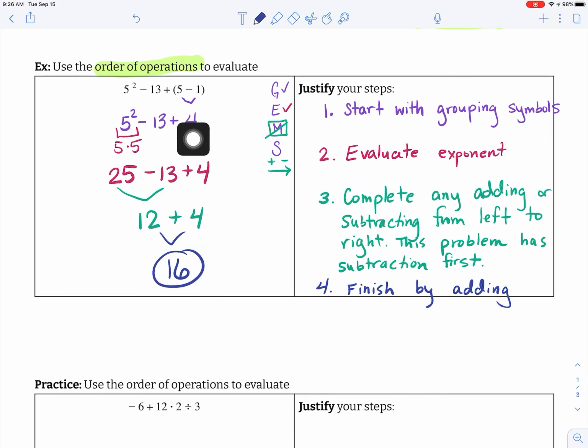But when we think about justifying our steps, you're really just explaining why you started with this first step. Why did you go here next? Why did you do this subtraction first instead of the addition? You're just explaining it. I like to think of it as it's your turn to be the teacher. Pretend you're explaining this to a younger sibling or maybe a friend who's missed class.